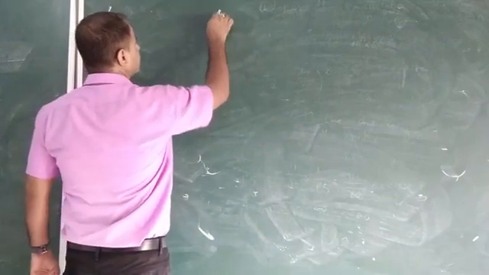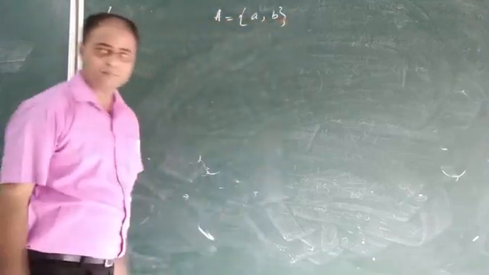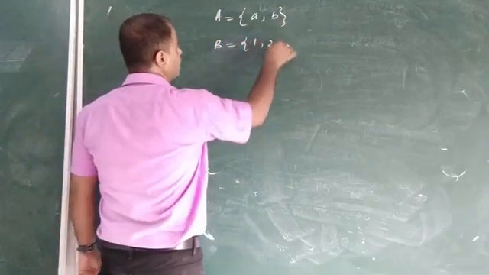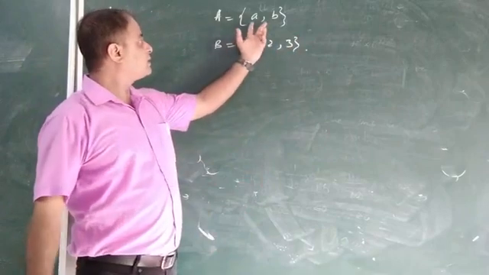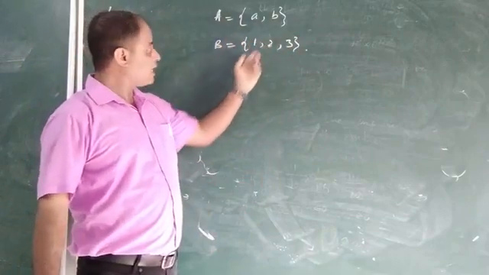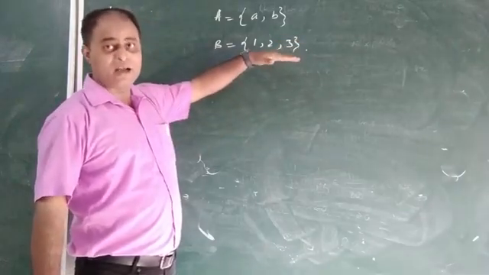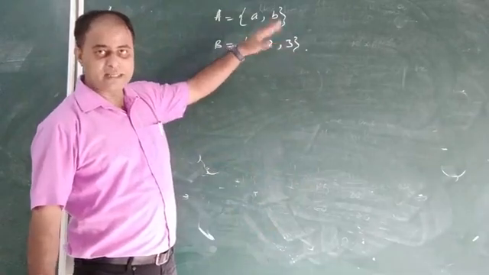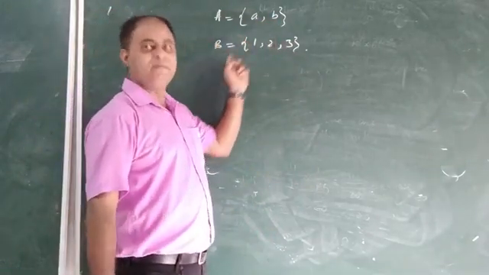Say A is {a, b}, and B is {1, 2, 3}. How many elements are in the set A? 2. And how many elements in set B? 3. This is called the cardinal number. The number of elements in a set, we call the cardinal number. That means n(A) equals 2, n(B) equals 3.